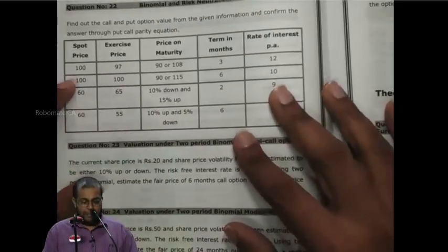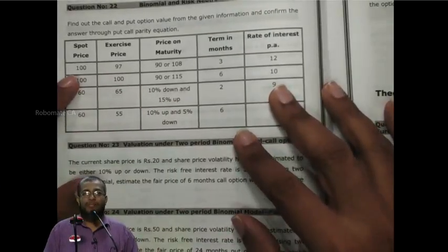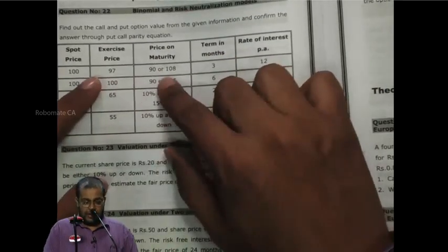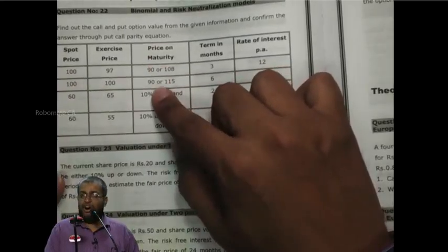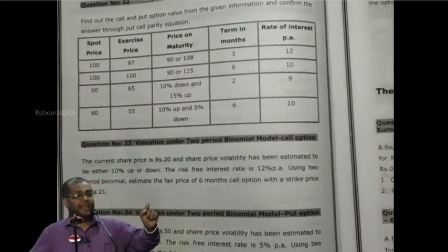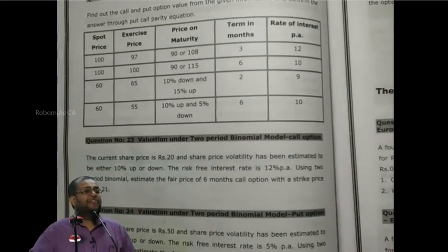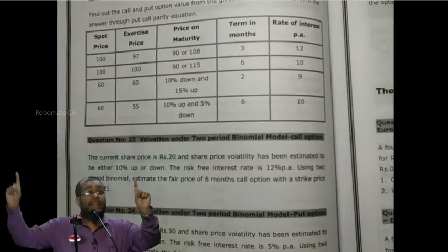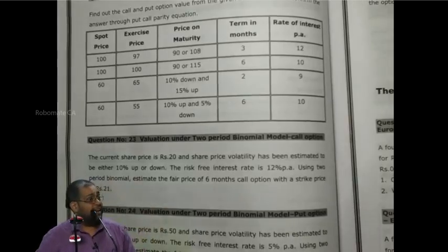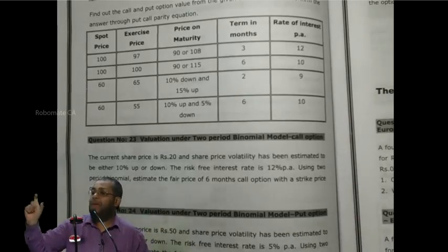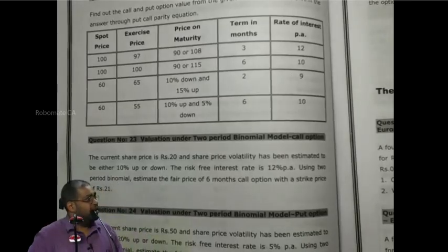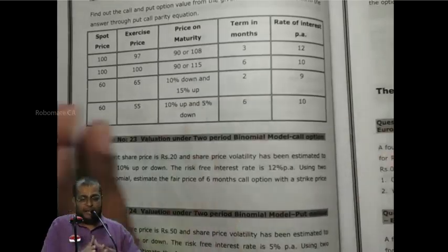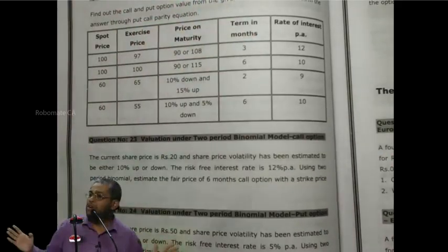Spot price is 100, which I got from the share market. Strike price is 97, from the option contract. Price on maturity is 90 or 108. After 3 months, FSP can be 90 or 108. Understand that it is not 90 to 108. It is binomial, only 2 events can happen, either 90 or 108. If it were 90 to 108, it becomes a range, then multi-period binomial, and later Black-Scholes.